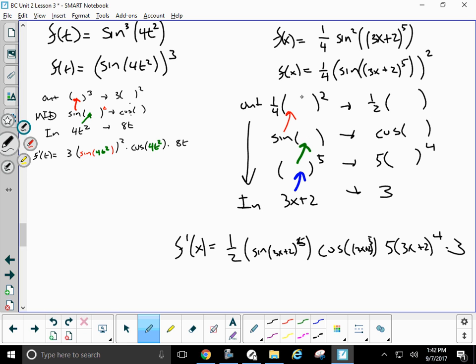All 3 of these pieces go in there. See how that works out? You just kind of, this goes here. But it's really, that goes there. Both of these go there. All 3 of these go there.